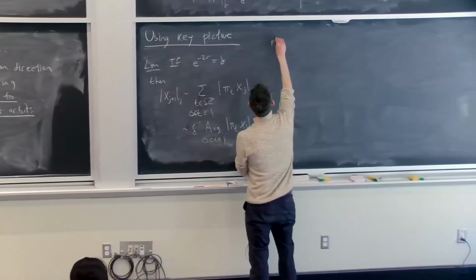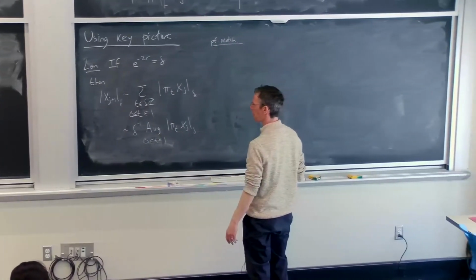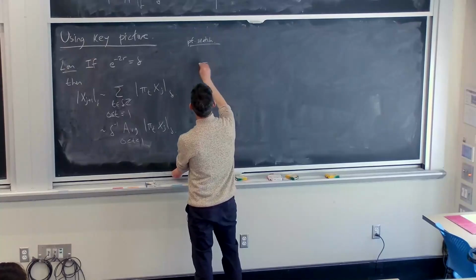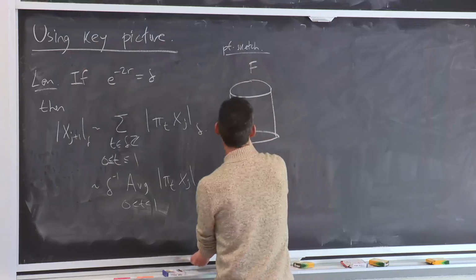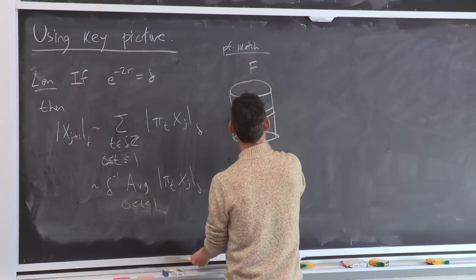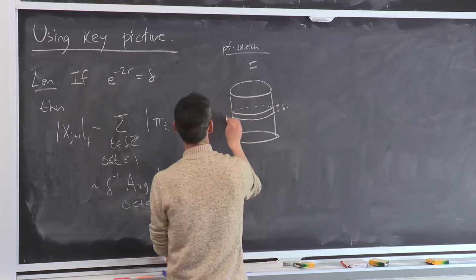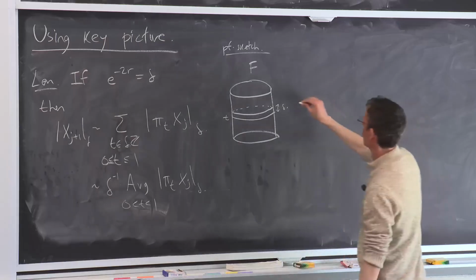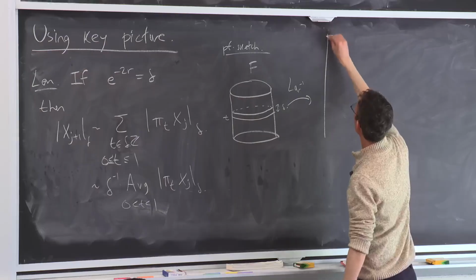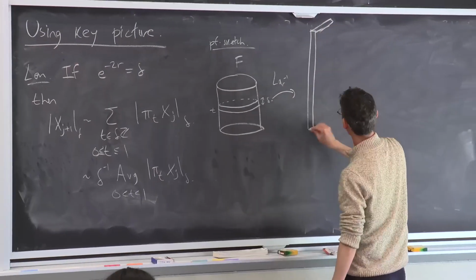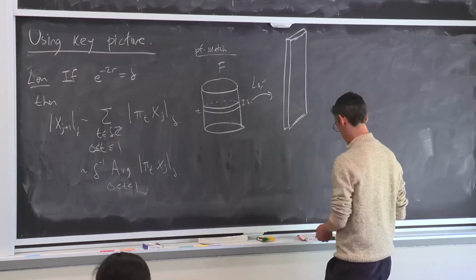OK, so proof sketch. So here is our fundamental domain. Cut it into slices of thickness delta. So here's a slice at height t with thickness delta. Now when we apply AR, we stretch it up vertically, and we compress it in some other direction. We get something like this.